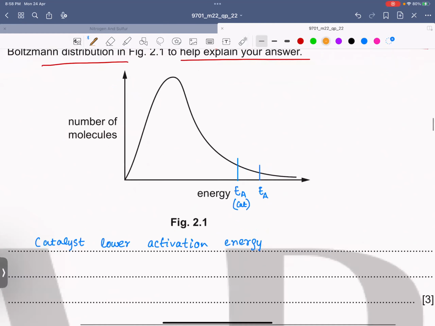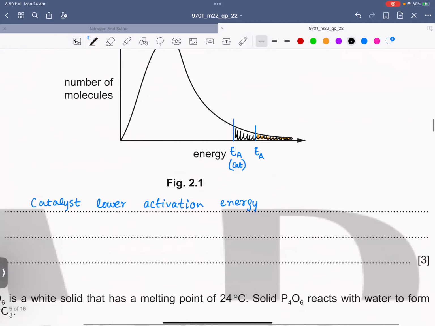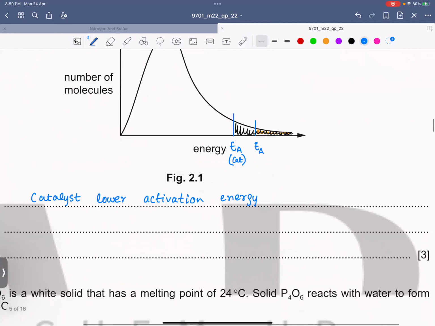Why? See, initially, this proportion of the molecules are undergoing successful collisions, right? But when we added the catalyst, now this proportion of the molecules undergoes successful collisions. So first what we would write is that the catalyst lowers the activation energy.